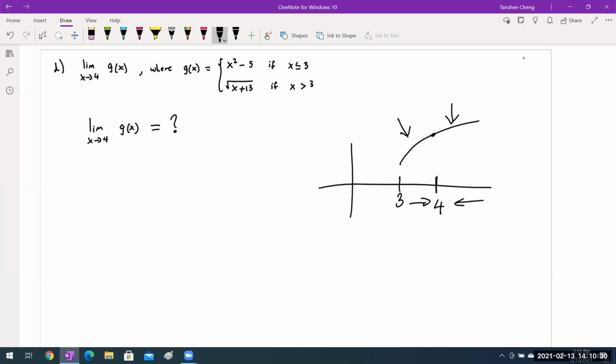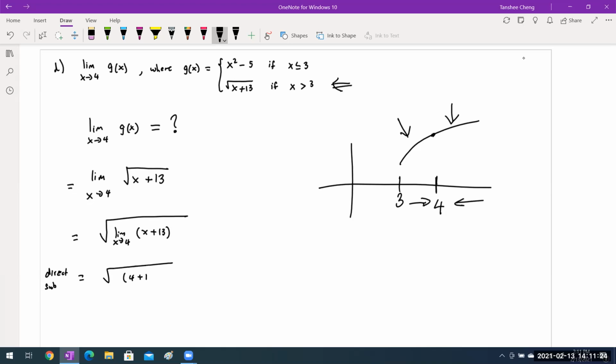So in this case, when we talk about the limit as x approaches 4 of g of x, since 4 is in the restricted domain of the second formula, this g of x will be the square root of x plus 13. And we don't need left-hand side, right-hand side. The reason is because this is a radical function. And now we can use the limit law: the limit of a radical function is the same thing as the square root of the limit of the radicand. Since the radicand is a polynomial, I can use direct substitution. So that will be the square root of 4 plus 13, which is going to be the square root of 17. And that will be my final answer.